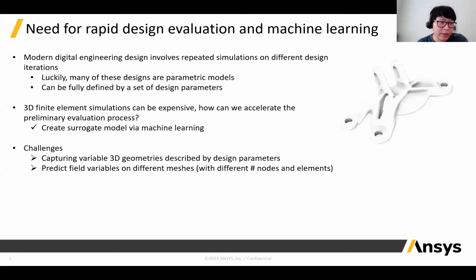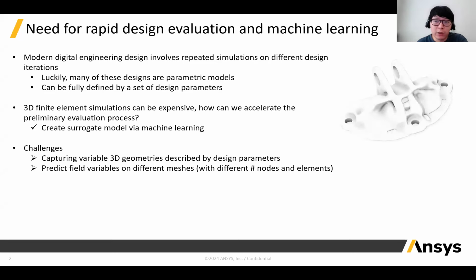But the definite challenge here is that for these three-dimensional engineering designs, we have to capture these variable 3D geometries that are described by different design parameters. And then also the difficulty is that we need to predict field variables, whether that be stress or displacement or plastic strain, on geometry that's described by different meshes. So it typically comes with different numbers of nodes and elements, because the different designs can differ drastically in terms of the local geometry features as well as the size. So definitely when you discretize them, they'll most likely come with different numbers of nodes and elements.